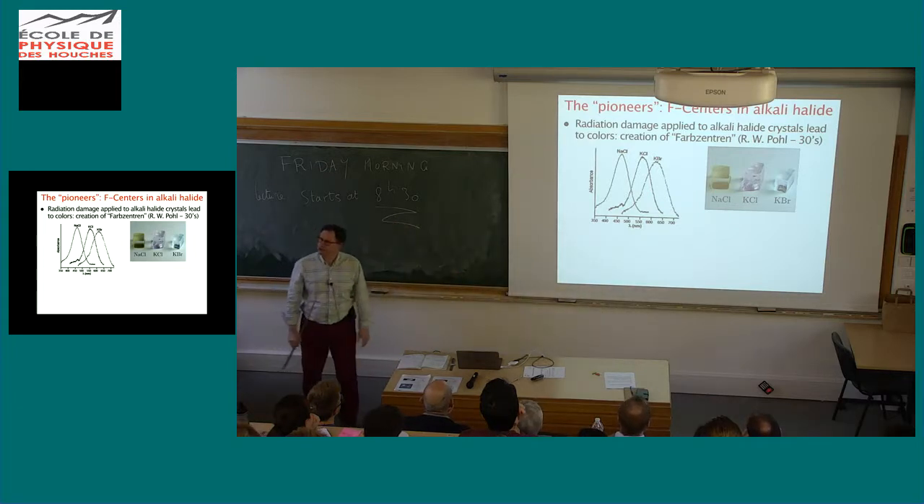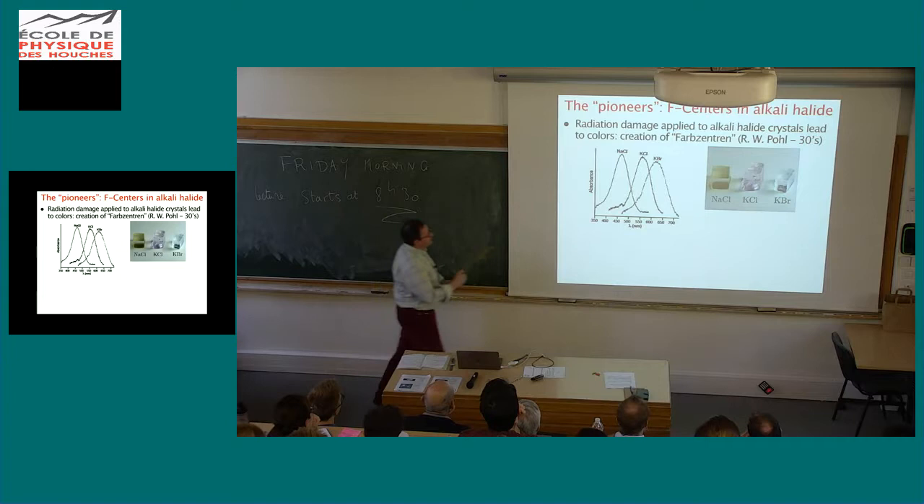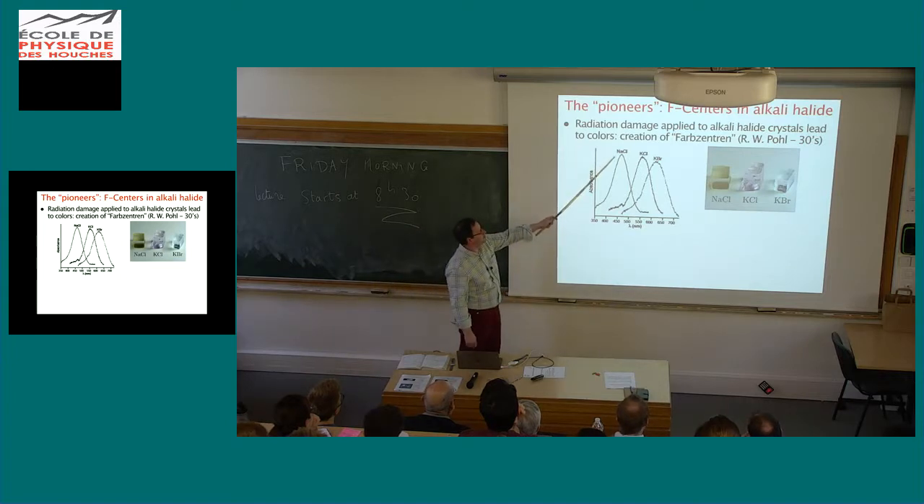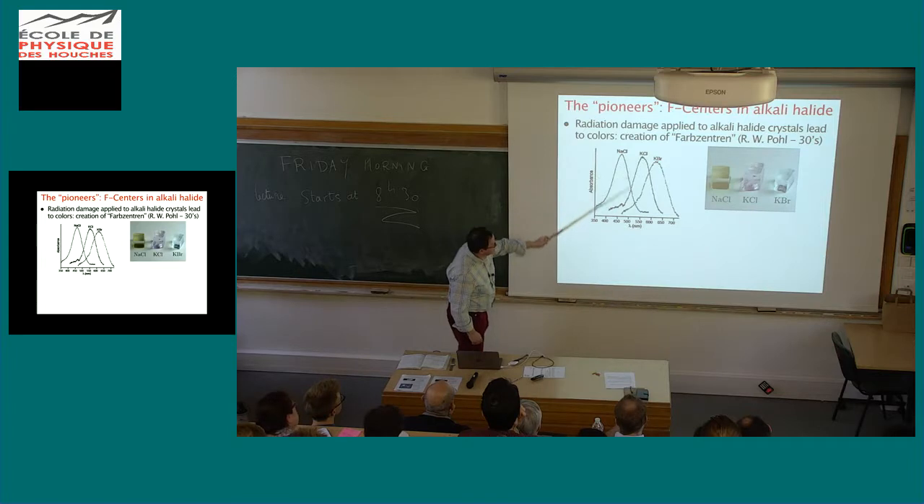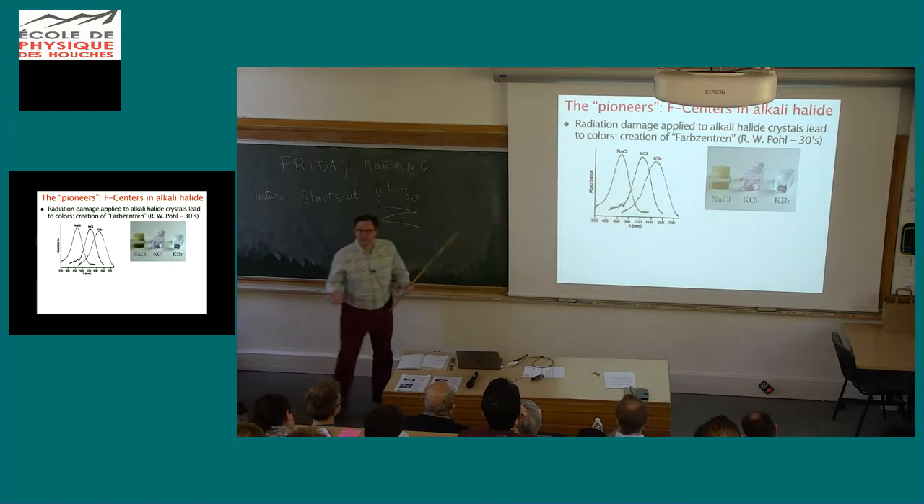And the color will change a lot depending on what kind of alkali halide you consider. This is rock salt and others, KCl, potassium bromide, and you see different colors. But if you look at the absorption spectrum, they behave almost the same. They have almost the same width.